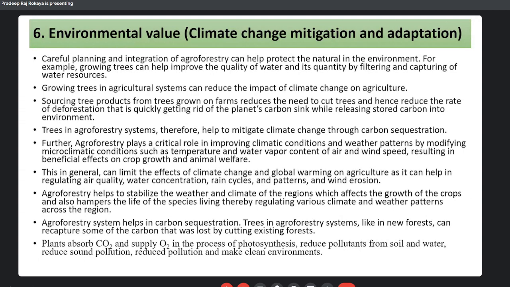Growing trees in agriculture systems can reduce the impact of climate change on agriculture. Sourcing tree products from trees grown on farms reduces the need to cut trees and hence reduces the rate of deforestation. हामीले वन विनाश हुनबाट यसले जोगाउँछ. Trees and agroforestry systems therefore help to mitigate the climate change through the carbon sequestration.